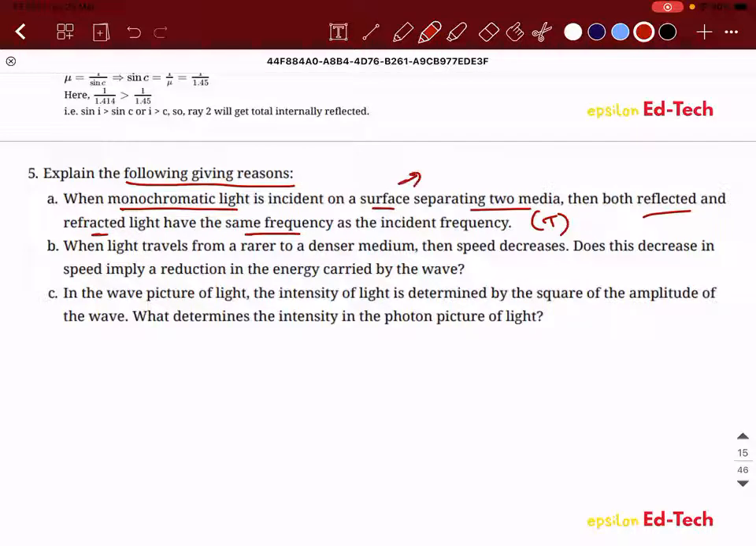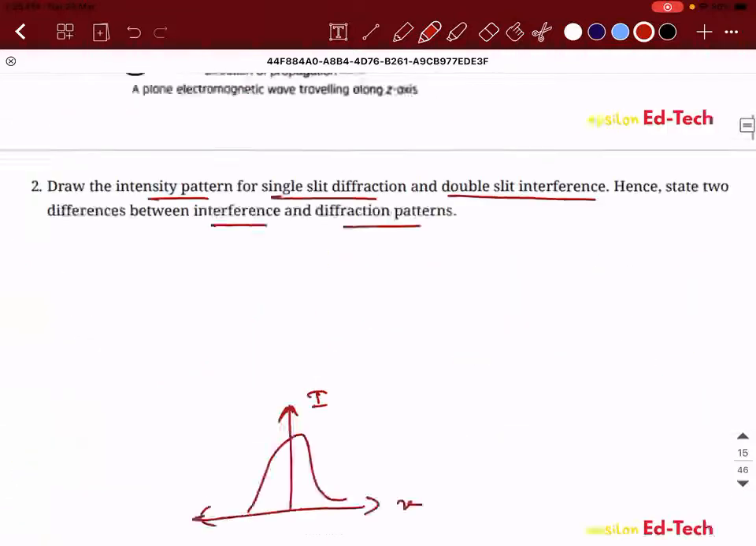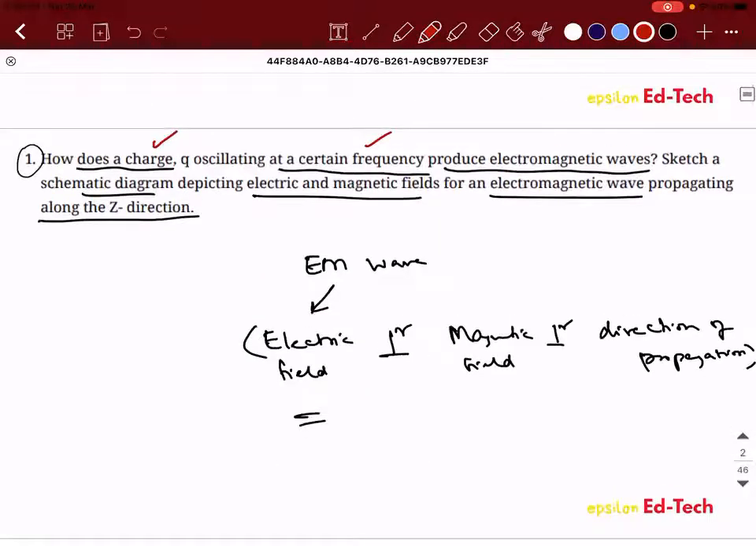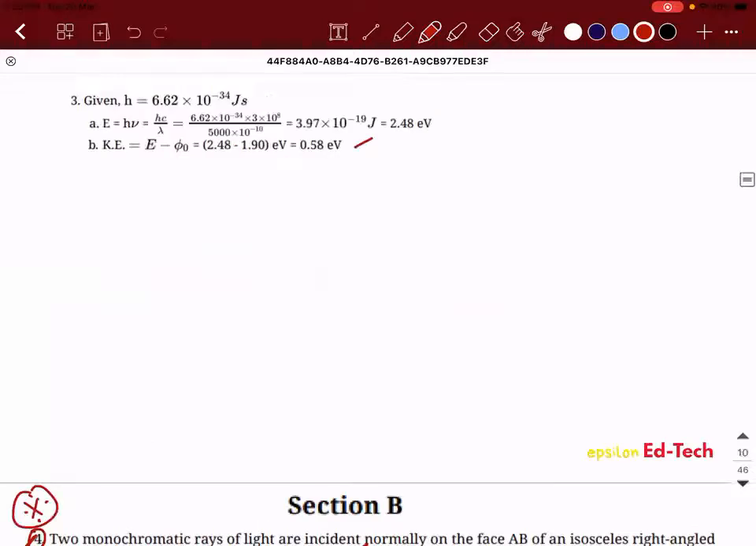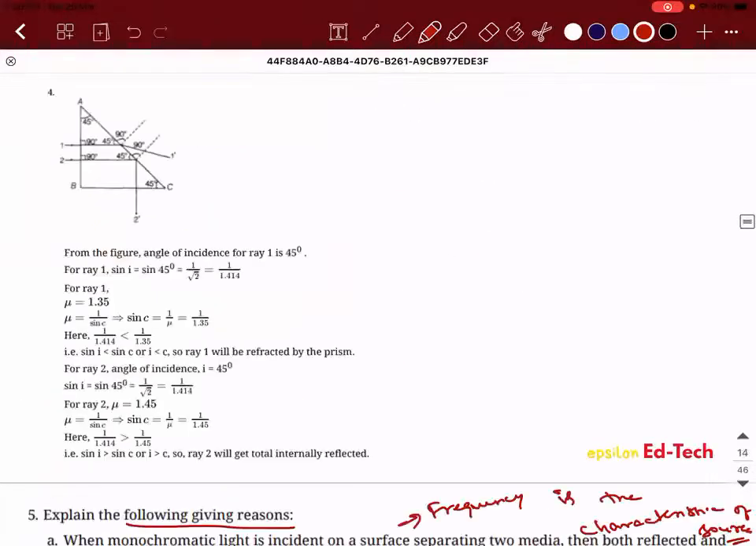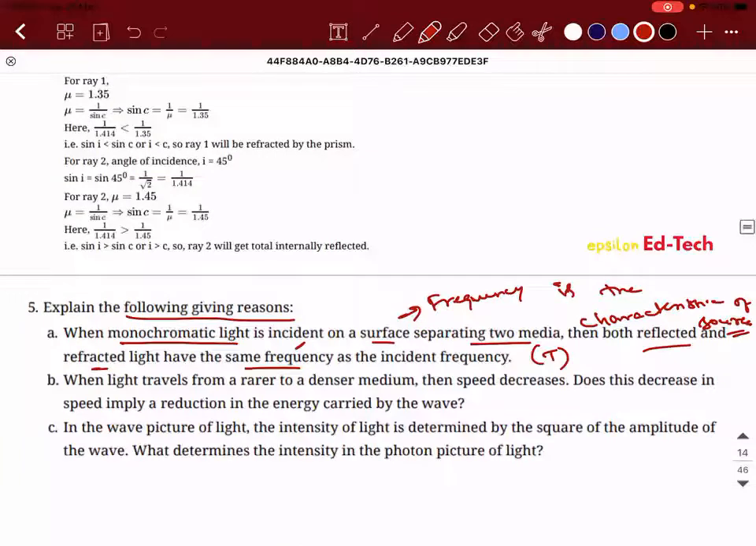Since they are talking about frequency, what will be the keyword you need to write? Frequency is the characteristic of the source. Very good. This is what happened in the first question, if you remember. A charge oscillating at a certain frequency produces electromagnetic waves of the same frequency. That is a characteristic of the source, a charge which is oscillating. So the keyword you need to write to get marks is: frequency is a characteristic of the source. That's it.